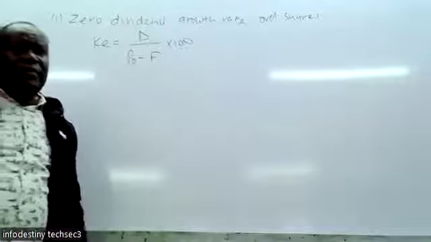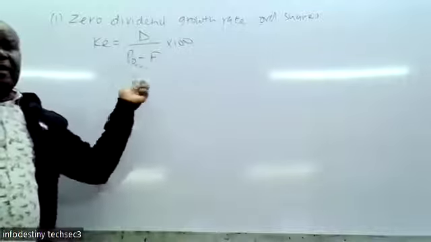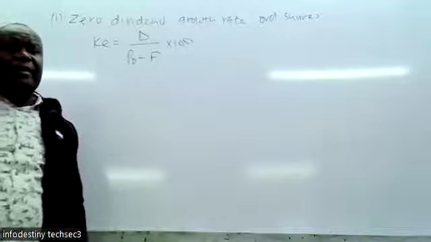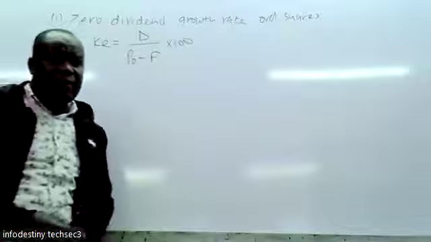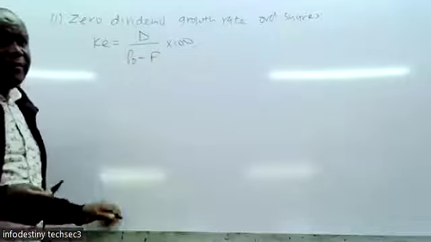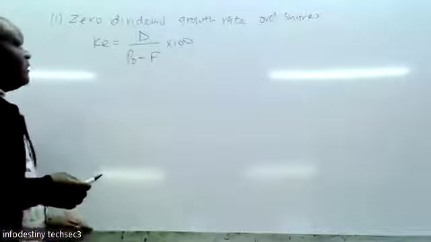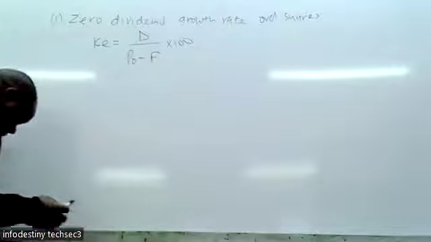KE is the cost of the ordinary share, D is the dividend per share. PO is the current market price per share. Then F is meant to be the flotation cost. So that's now the Roman letter 1, zero dividend growth rate ordinary shares.